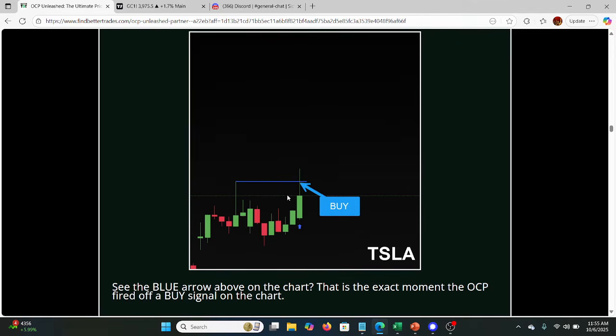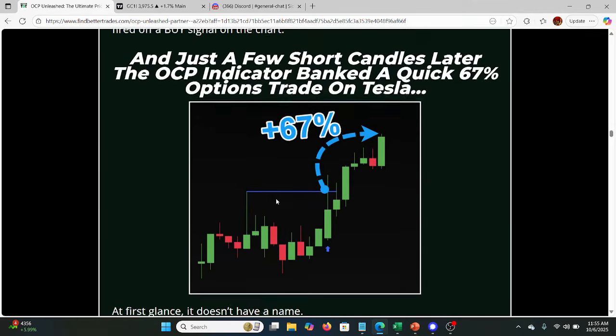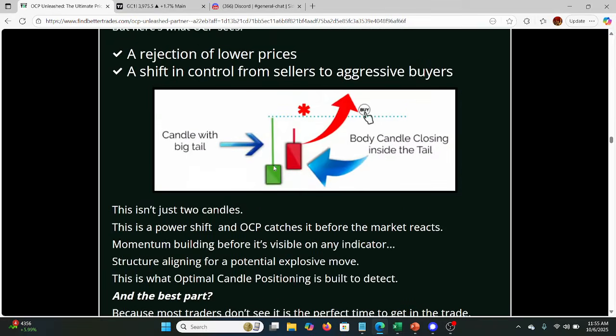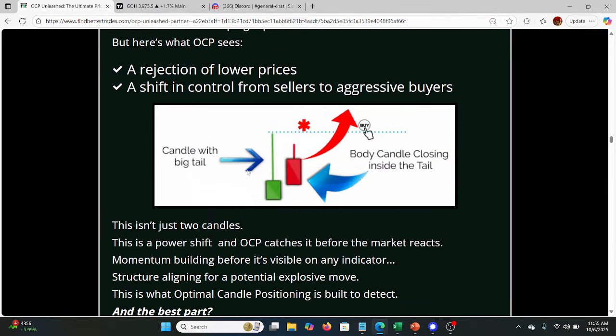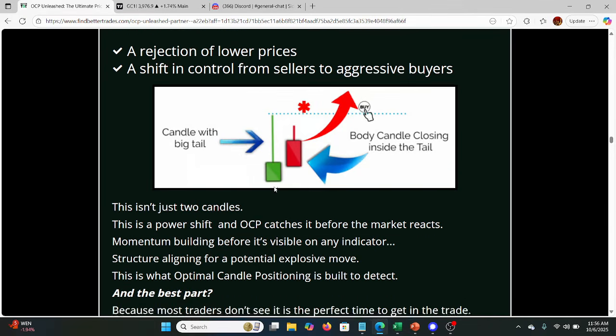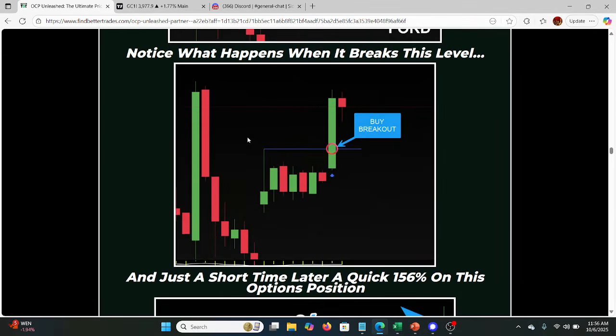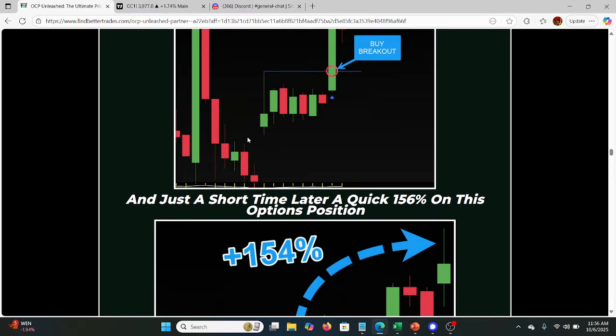Here we go, another example, Tesla. Nice move up. Again, here is the idea behind the trade. It's a candle with a big wick, and then a close within the candle, preferably inside the wick, and then a breakout of the top of the wick. So pretty simple, right? Pretty straightforward, but these are formations that are hard to find manually, so this software really finds them for you.